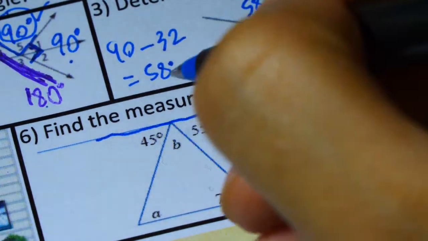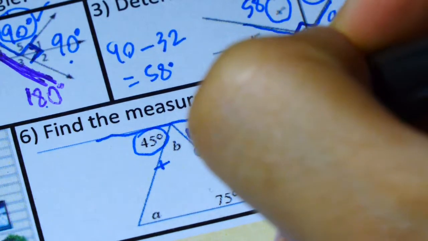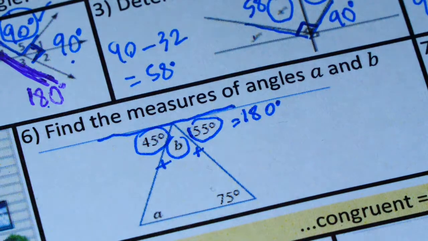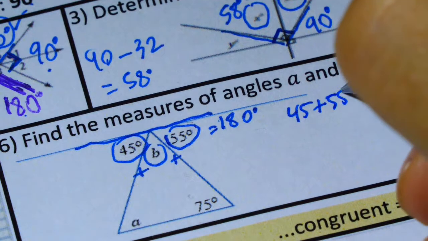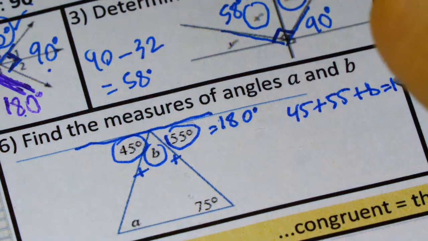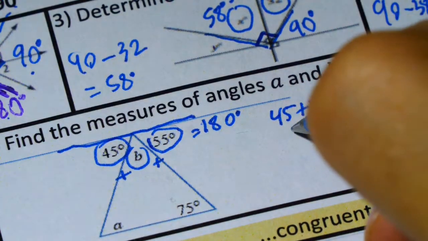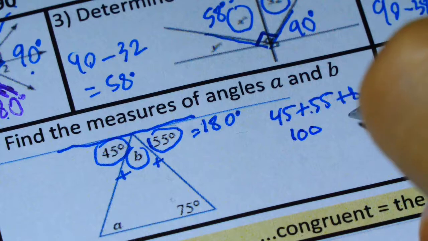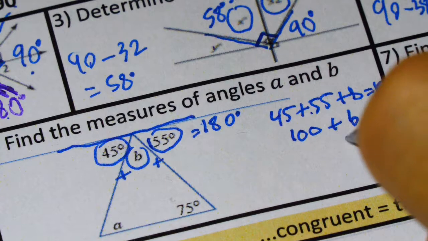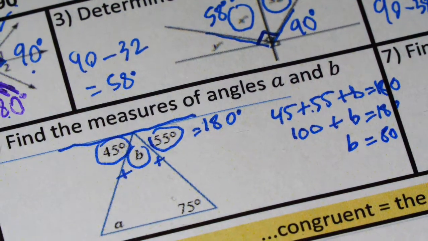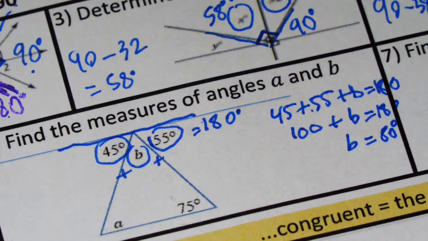Okay, so we have 45 plus 55 plus b makes 180 degrees. Okay, so 45 plus 55 is 100. 100 plus b makes 180. So b must be 80. Okay, b is 80 degrees. 100 plus 80 makes 180. So b is 80.